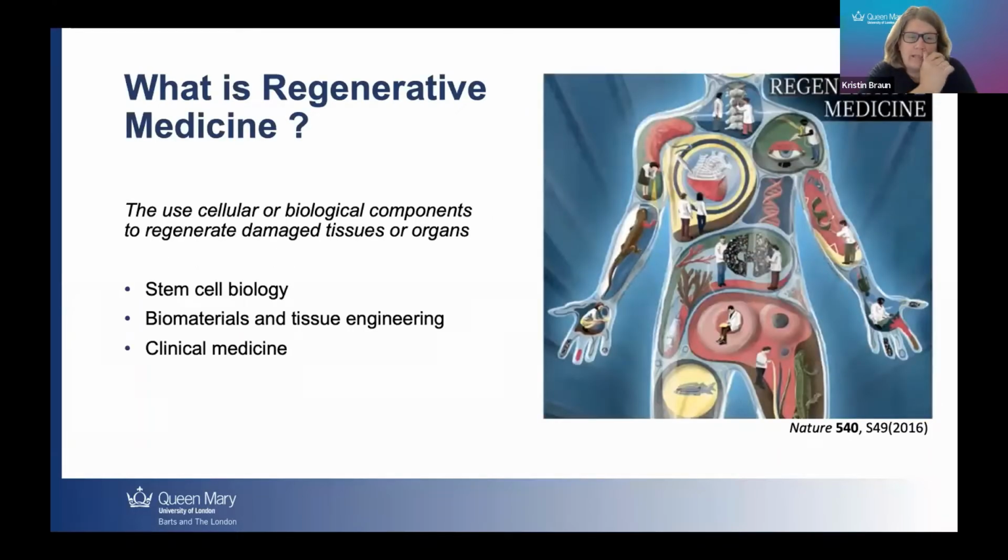So we always like to start with a slide of what is regenerative medicine, because it's a term that's thrown around a lot, but actually has quite a lot of different definitions. And this is one definition that we really like. It's the use of cellular or biological components to regenerate damaged tissues or organs. It brings together a number of fields of study, and that includes basic biology research, especially stem cell biology, but also biomaterials and tissue engineering, and finally, clinical medicine. So in particular, in developing preclinical and translational applications for patients.